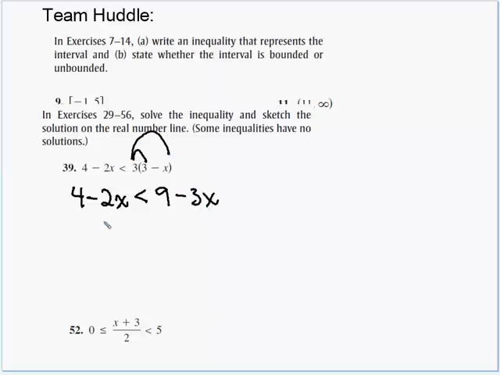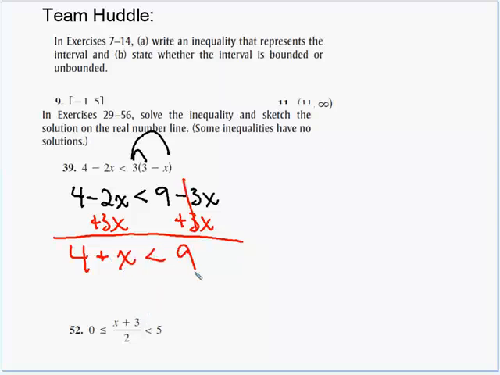All right, let's get all the x's on the left. So here I got a minus 3x. If I add 3x here, I can add 3x here. And now I have 4, negative 2 and 3 goes to a positive 1, positive 1x, which is less than 9. And now we subtract 4 from each side. So here we're going to have x, these 4's cancel, is less than 9 minus 4 is 5. X is less than 5.